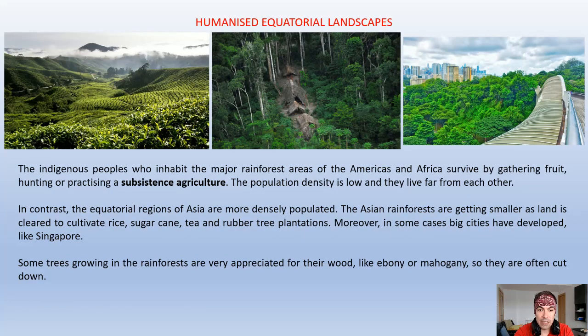And now let's take a look at the humanized equatorial landscapes. In these areas, the indigenous peoples who inhabit the major rainforests in America and Africa survive by gathering fruit, by hunting, and by practicing subsistence agriculture. They are more or less like the Paleolithic peoples that we studied at the beginning of the course, okay? And subsistence agriculture means that they cultivate only enough to survive, okay?